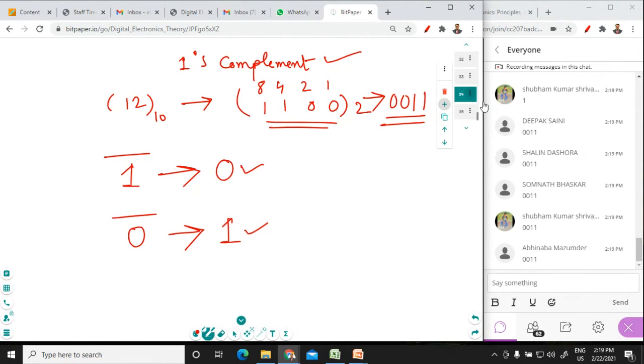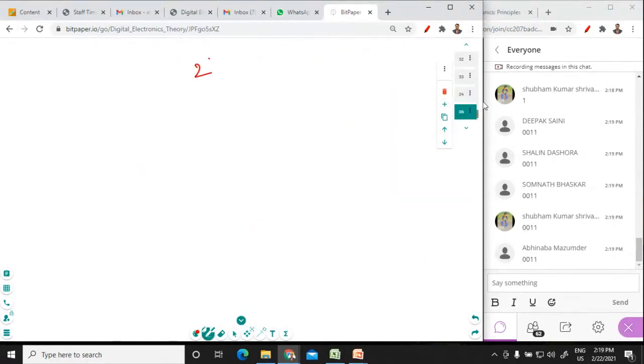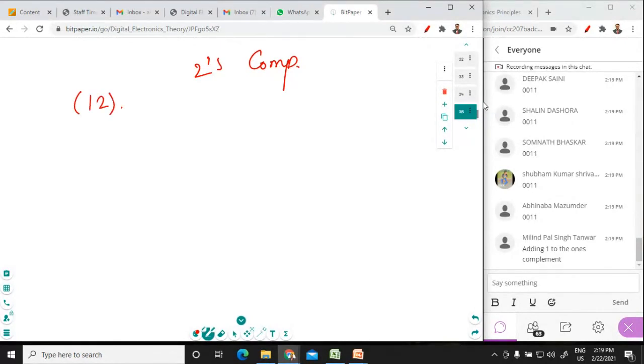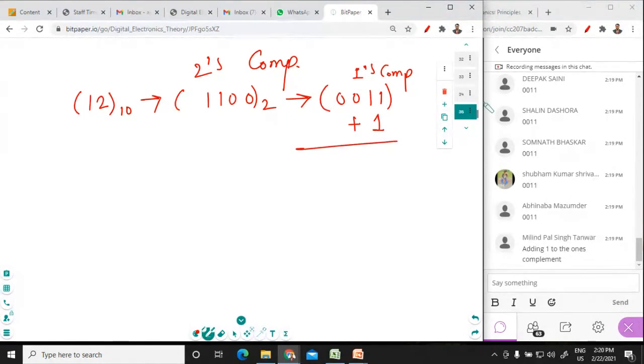When you want to perform the twos complement, okay, twos complement, you have a number 12 in decimal that can be converted into binary like this, and we have represented the ones complement. Okay. 0011 as a ones complement. This is ones complement. Okay. And then we can add 1 to this number. When you want to add 1 to this number, it is known as 2's complement.